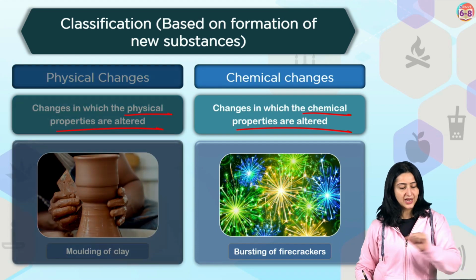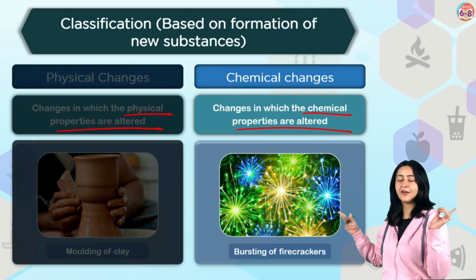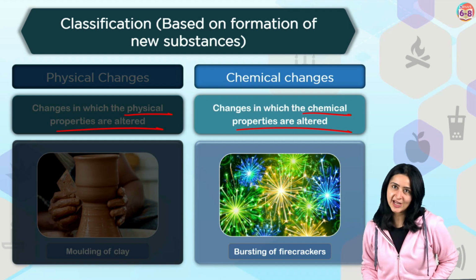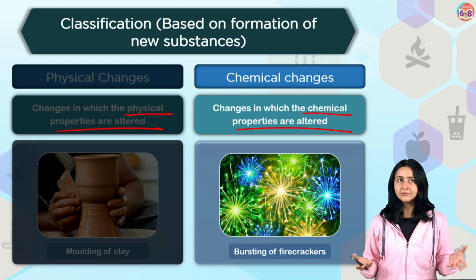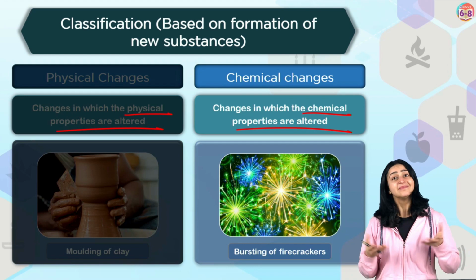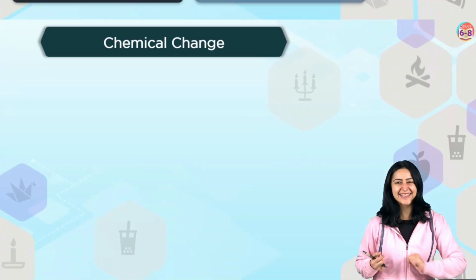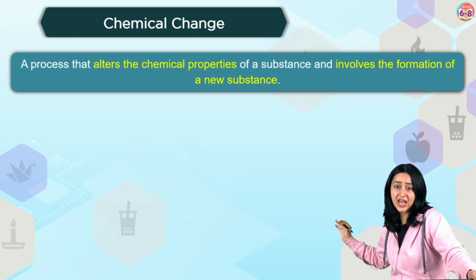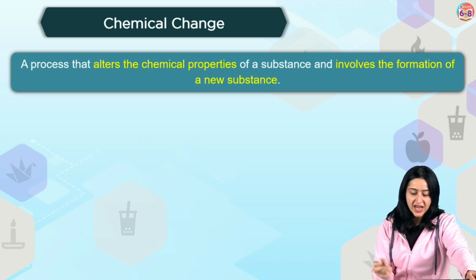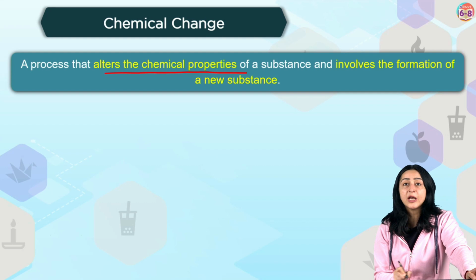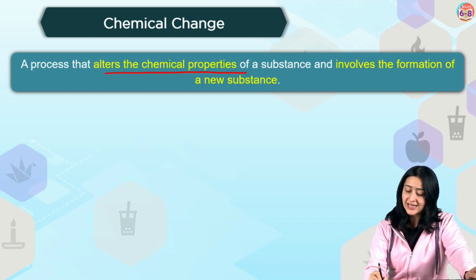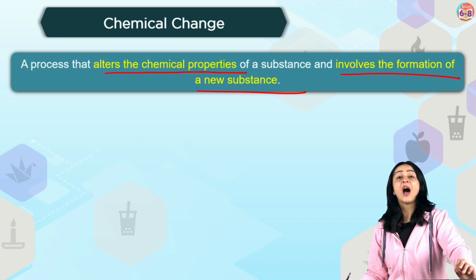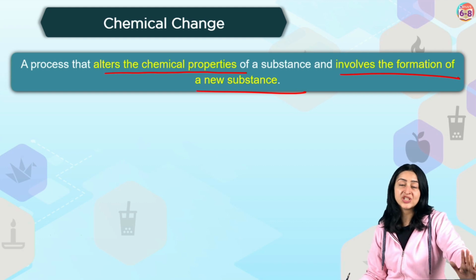So what are we going to be discussing today? We've already finished physical changes. Today we are going to be discussing chemical changes. Okay? So then, what is a chemical change? I've already explained it, no? Let's discuss this in detail. What is a chemical change? A chemical change is basically a change that alters the chemical properties of a substance and involves the formation of a new substance. So how do you know that a chemical change has happened?